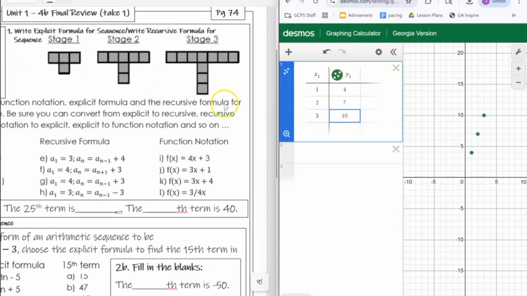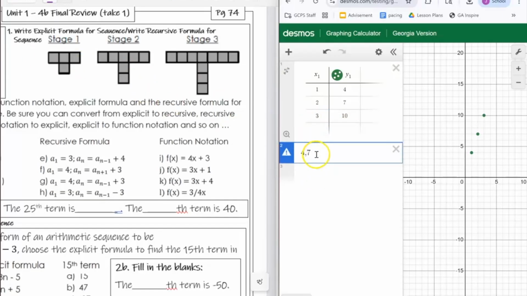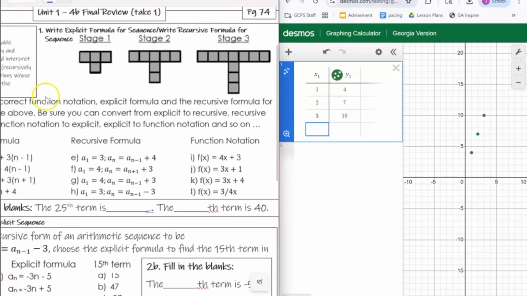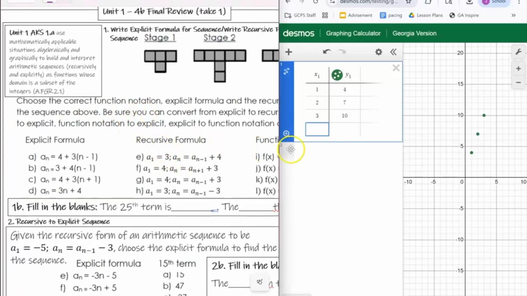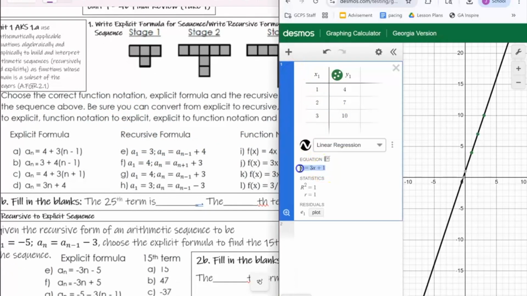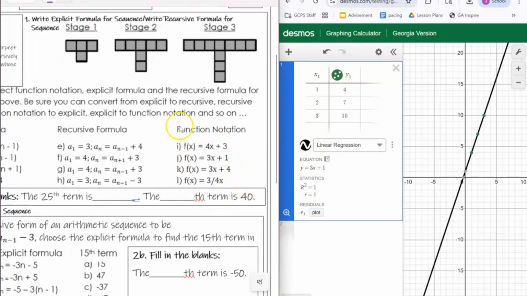And again, if you were just given a sequence of numbers, they would give you something like this: 4, 7, 10. So again, it's the same thing. This is the first one, this is the second, this is the third. All right, once you have that in there, we are writing function notation, explicit and recursive. So function notation is simple. We just click the flag. There's my function notation. Y equals 3x plus 1. So find that answer there.